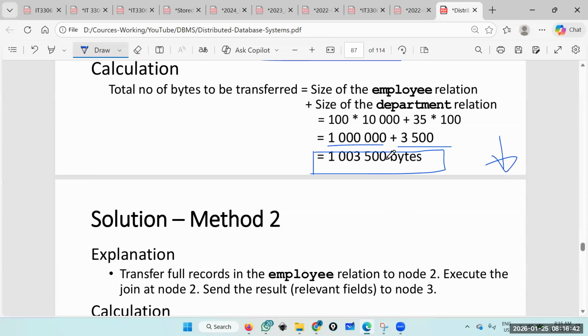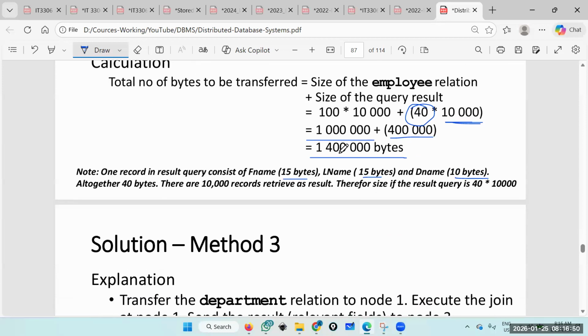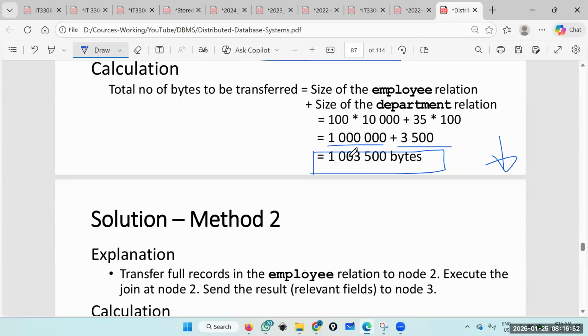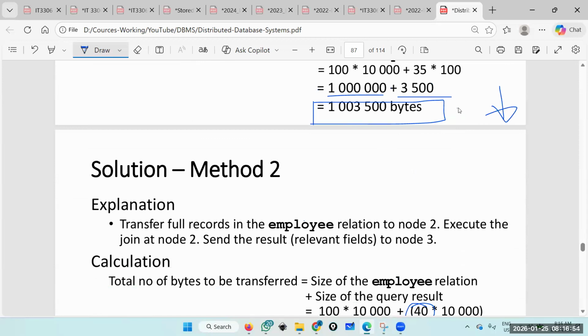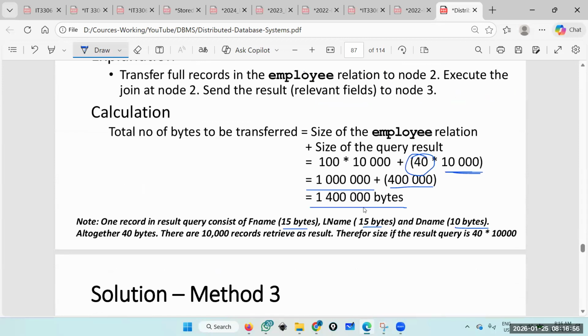But earlier it was 1,003,000, right? I think this is worse. Right? This is worse. Yeah, so this is still better than this. Okay. Right. So what about method three?